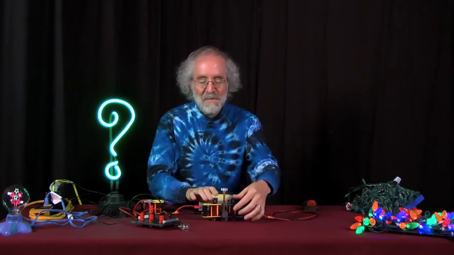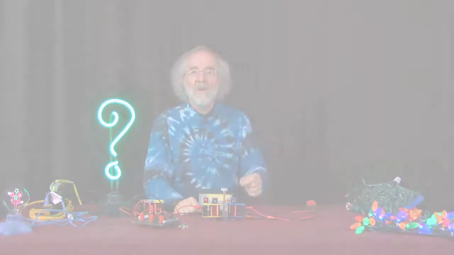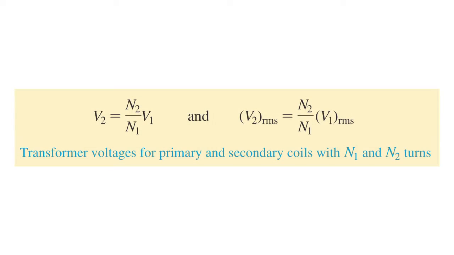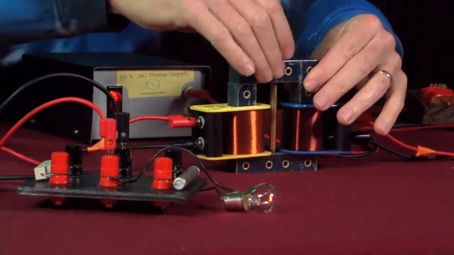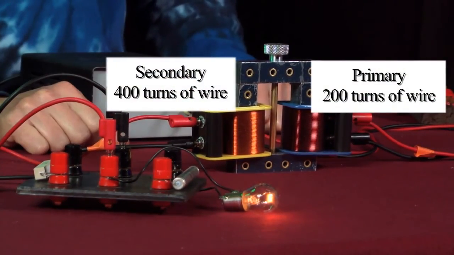But the other thing transformers buy for us is this. You can use them to change voltage. And in the book, we're going to look at rules for how you'll set up a transformer to change a voltage. But let's do that right now. This transformer is set up with 200 turns on the primary, 400 turns on the secondary. Okay?